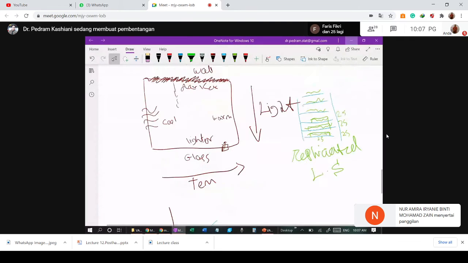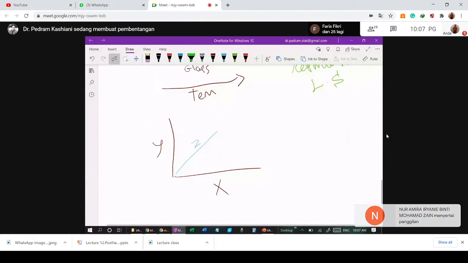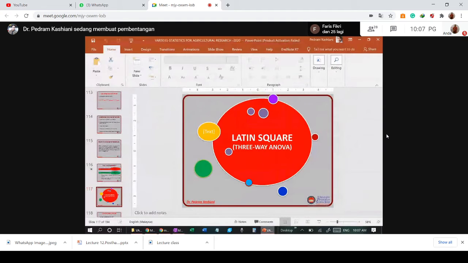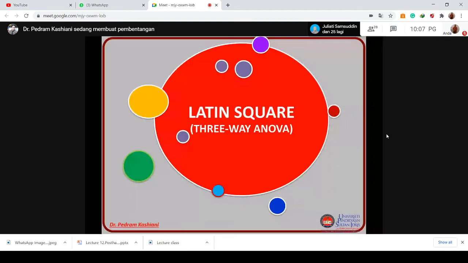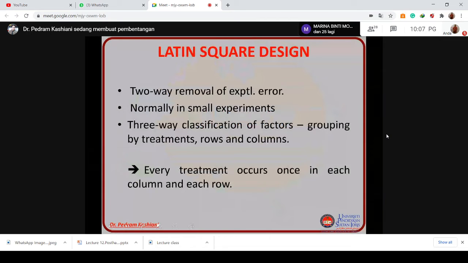All right, this is all about Latin square. Let me show you some of the slides that we have, very fast. So Latin square, here we have two-way removal of experimental error. So what is the two-way removal? By column and by row. Okay, before I come here, wait. How can I go out?